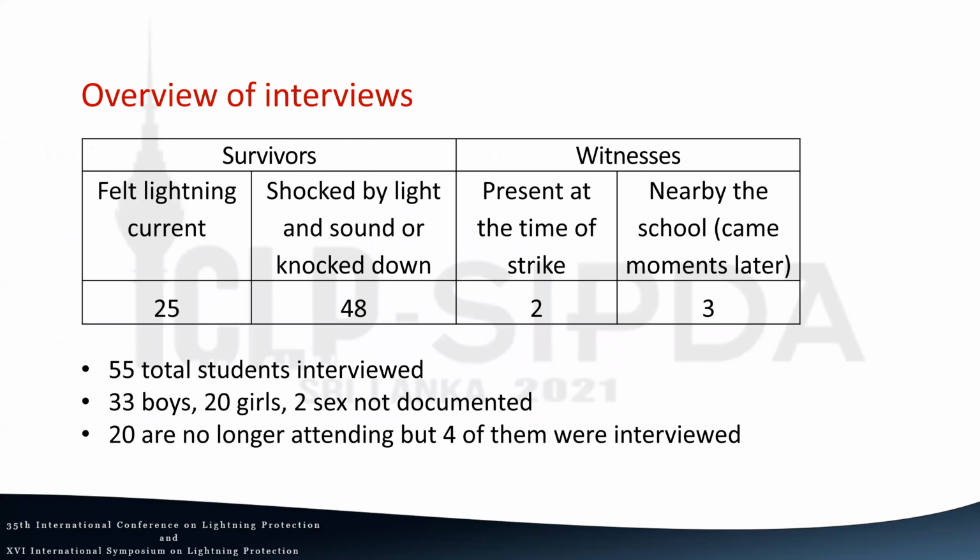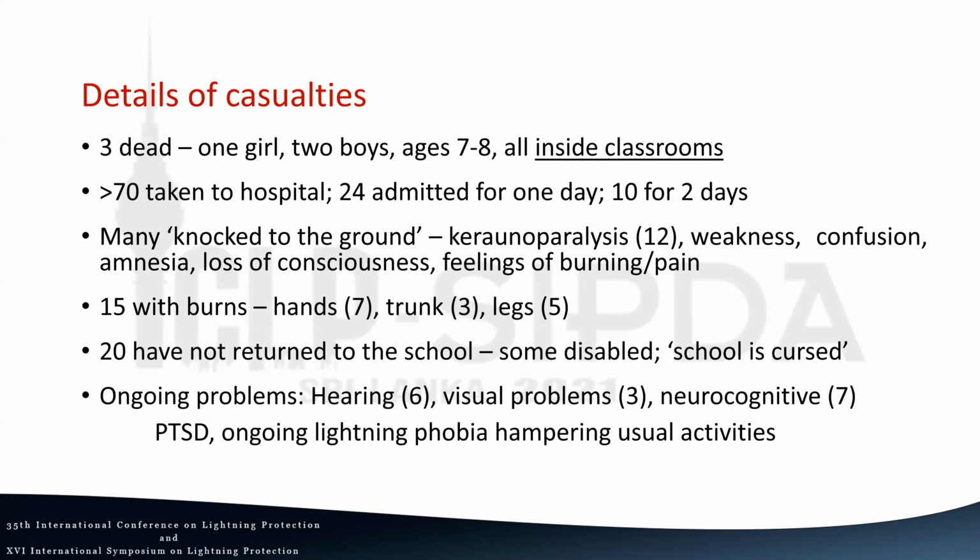So the overview of the interviews shows that 25 of the survivors felt the shock, and 48 were shocked by the light or sound or knocked down. Of the witnesses that were interviewed in these later events where people traveled there, 2 of them were there at the time of the strike, and 3 of them were near the school when it happened. So 55 students were interviewed, 33 boys, 20 girls, and 20 of these students are no longer attending. We'll talk about that in a moment, but 4 of them were interviewed anyway. So this was a large task.